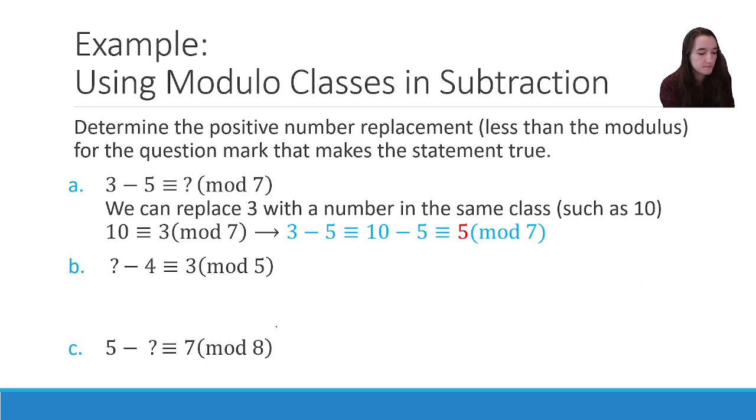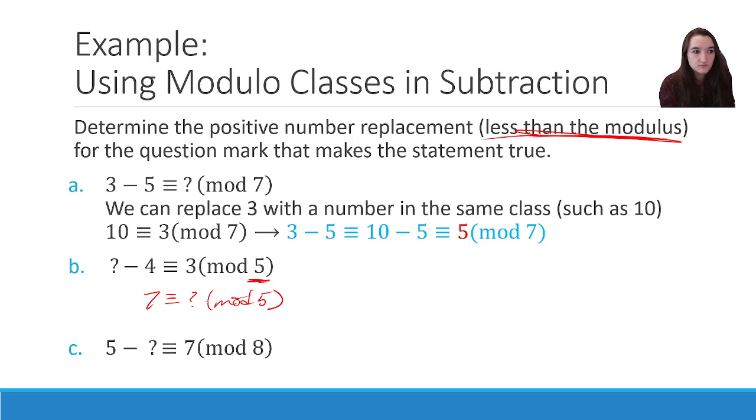Okay, let's try another one. We want what -4 is congruent to 3 in mod 5. Well, let's think about this just normally. What minus 4 equals 3? Well, that would be 7, right? 7 minus 4 equals 3. But 7 is not less than the modulus, right? We want a number less than 5. So we're looking for what 7 is congruent to in mod 5.